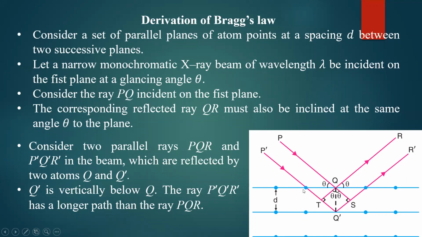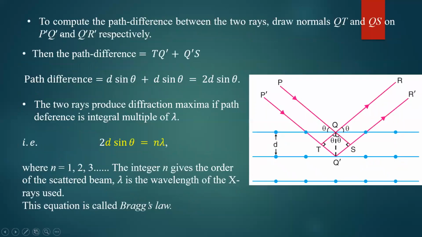Now the ray P dash Q dash R dash is traveling longer. Its path is longer compared to PQR. Therefore, there is a path difference between them. PQR travels a shorter distance, whereas P dash Q dash R dash travels a longer distance. You have to find the path difference between these two. For that, we take the normals to P dash Q dash. That normal is QT, and the normal to Q dash R dash is QS. We draw a normal. Now P dash T is exactly equal to PQ because this is perpendicular.